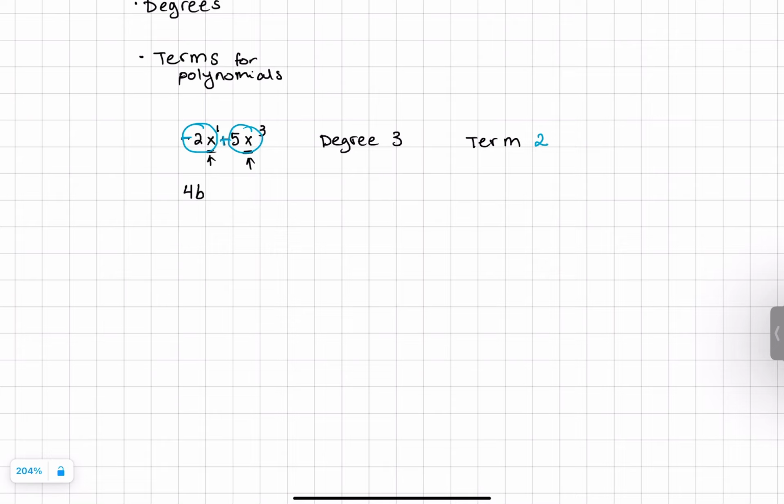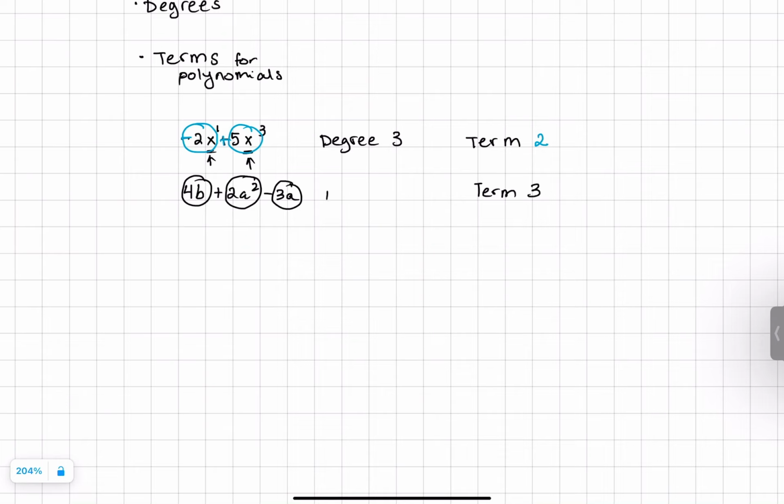So let's move on to our next example, and you can see the difference more clearly what terms are. So 4b plus 2a squared minus 3a. Okay, so let's skip the degree and just go to the term first. So you have 4b, right? Then you have an addition sign, so pause, and then you circle this part. Then you have a subtraction sign, an operation, so then you circle the next part. So now we have three terms.